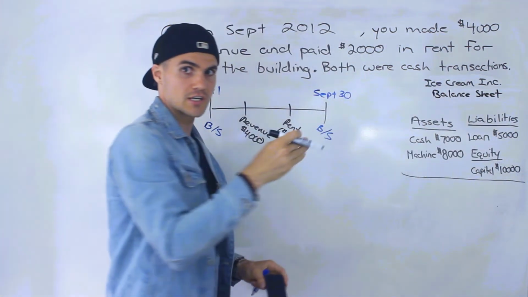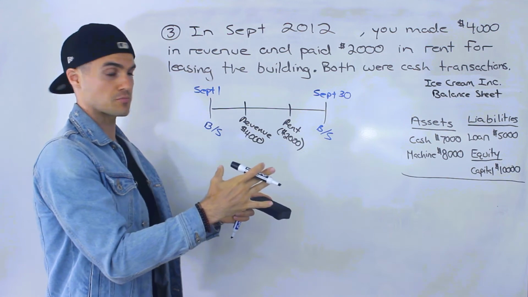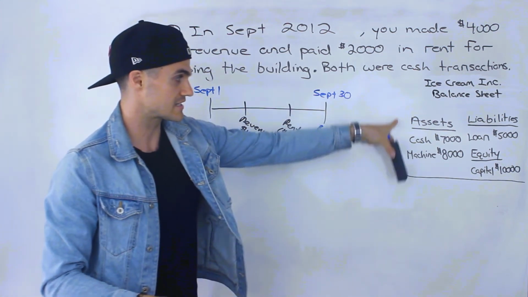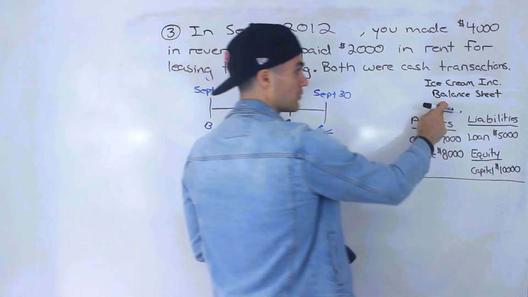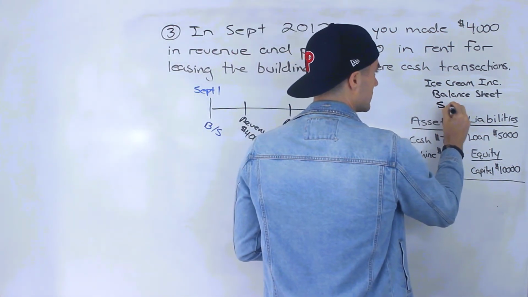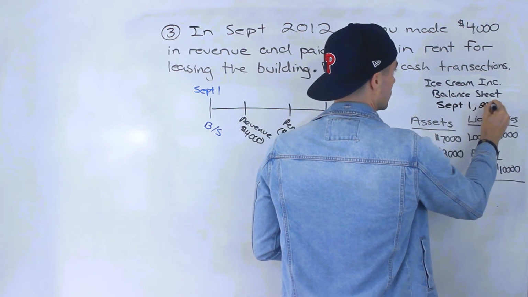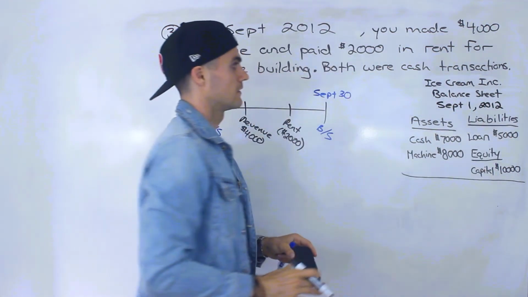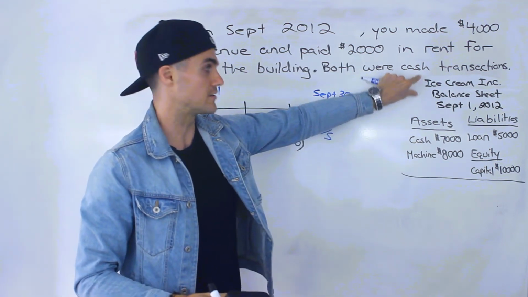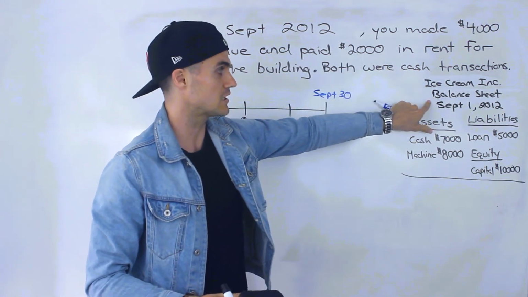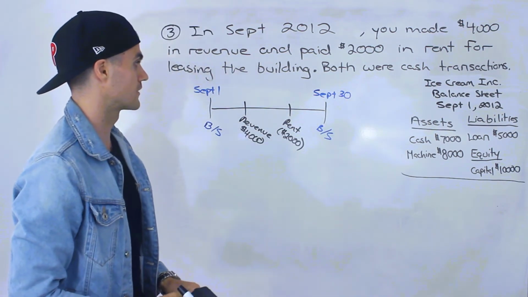And remember, a balance sheet is at one specific point in time. It's a snapshot that shows the financial position of the business. And this snapshot is September 1st. So over here, we would put that date. So September 1st, 2012. Okay, so that's the proper format for the title of a balance sheet. Company name, balance sheet, and then that single date that you are looking at.